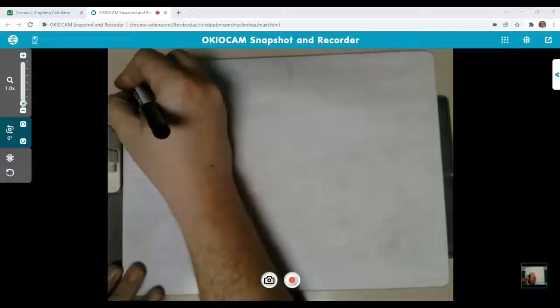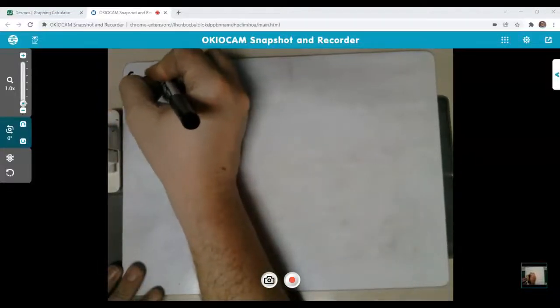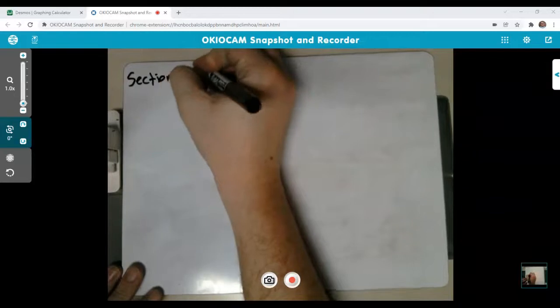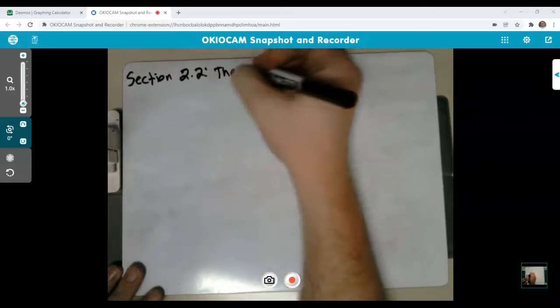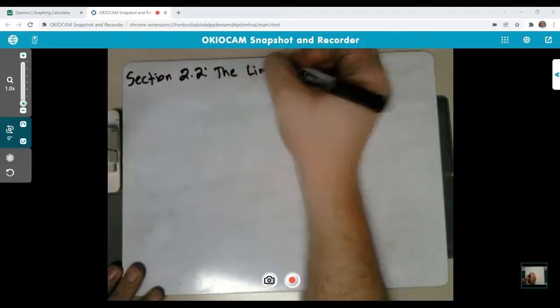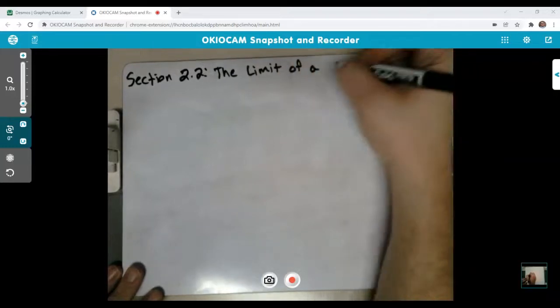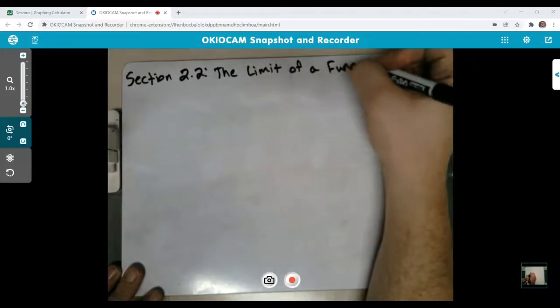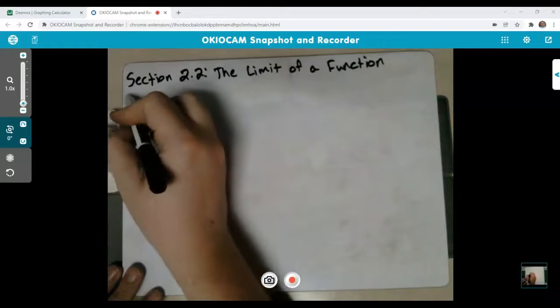All right, so we can now move on to section 2.2, which introduces the limit of a function. This is our first major calculus concept, so I am excited for us to get started with this.